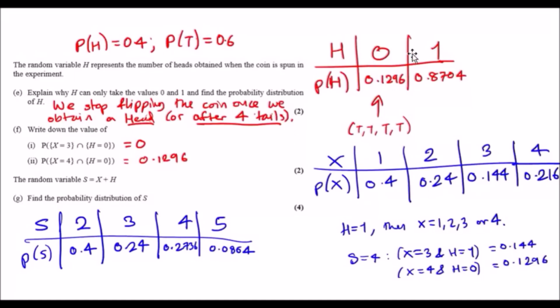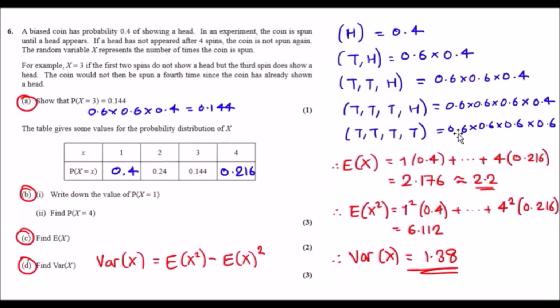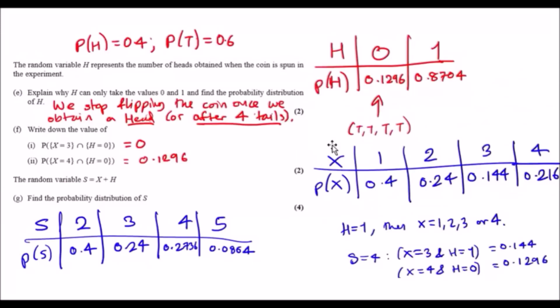Now as for the distribution, to get 0 and 1, to get 0, as I just said, we need to get 4 tails. So just find the probability of 4 tails, which we did here, which is 0.6 times 0.6 times 0.6 times 0.6. And you should get this result here, 0.1296. So to get 1 is simply 1 minus that, because there's only 2 options. Yeah, that's easy. Now, F. Write down the value of this.